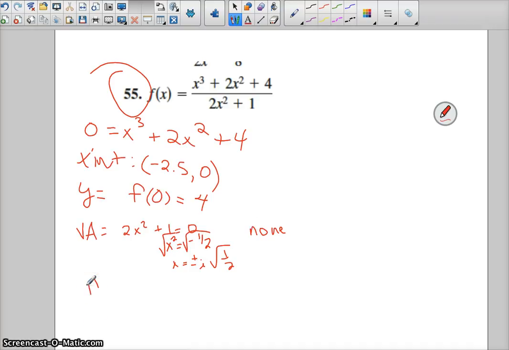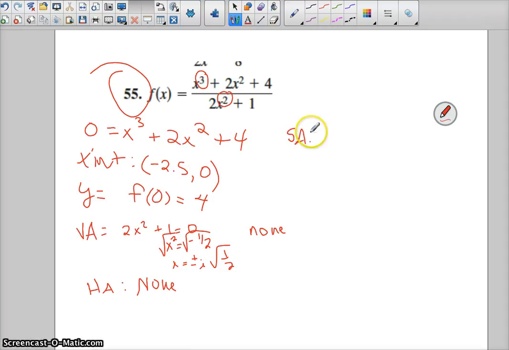For our horizontal asymptotes, recall that we compare the degree of the numerator to the degree of the denominator. In this case, we have a function that is top-heavy, and top-heavy functions have no horizontal asymptote. Well, what about slant asymptotes? The degree of the numerator is 1 greater than the degree of the denominator. So yes, we do have a slant asymptote.